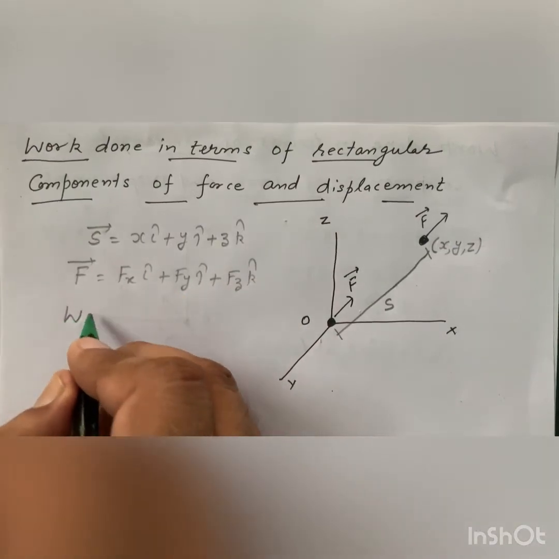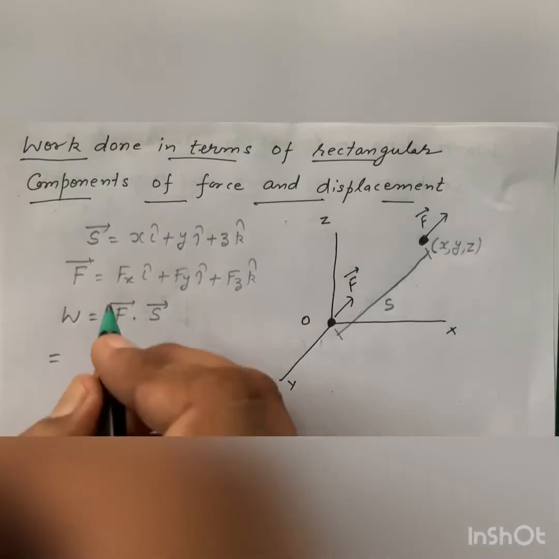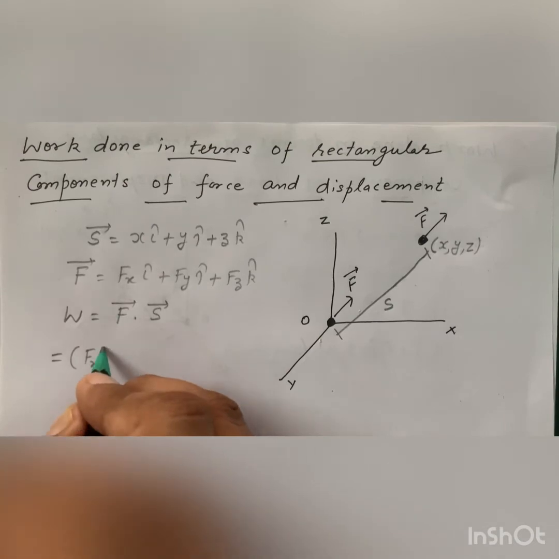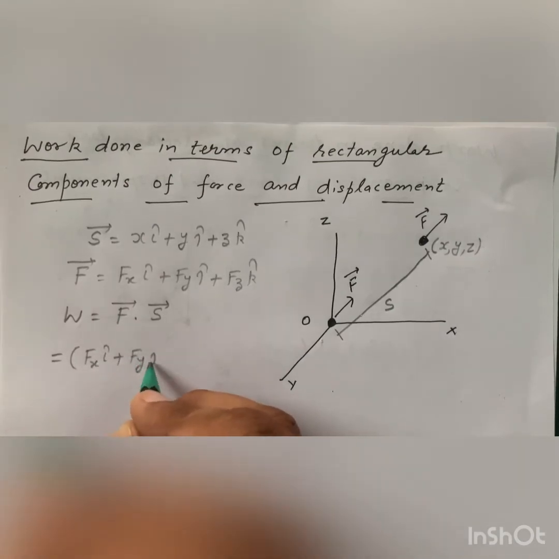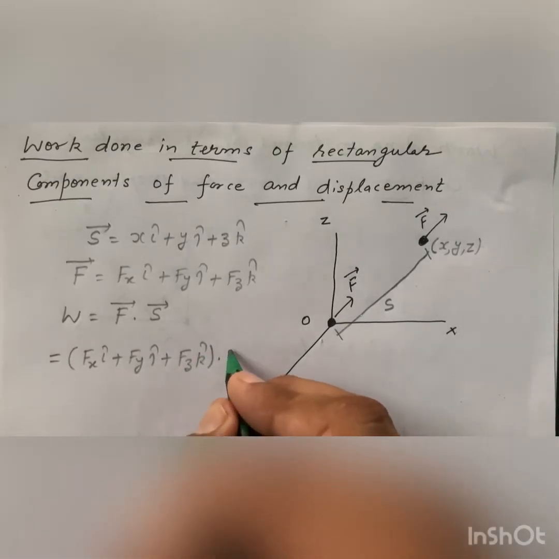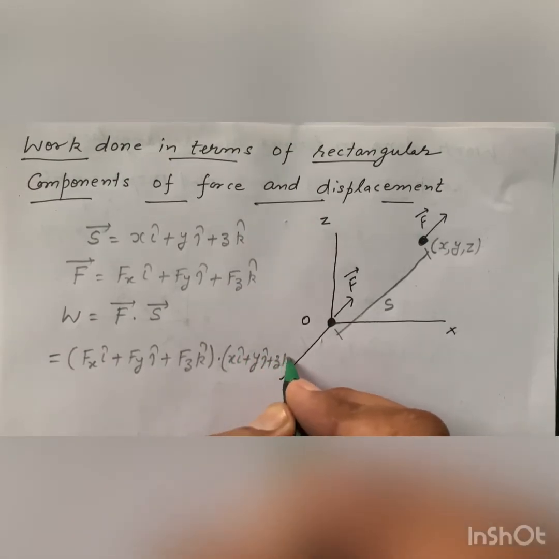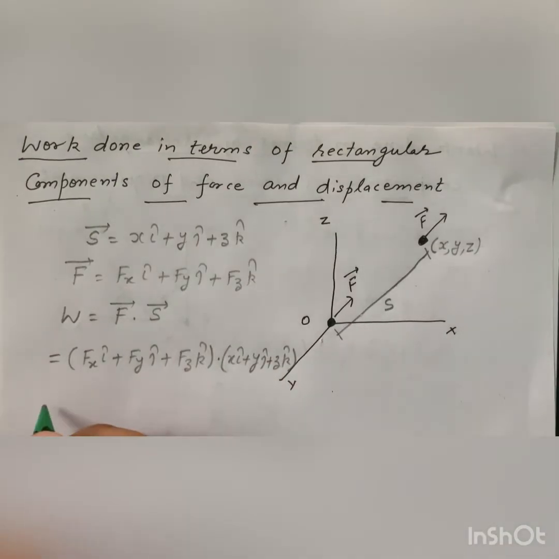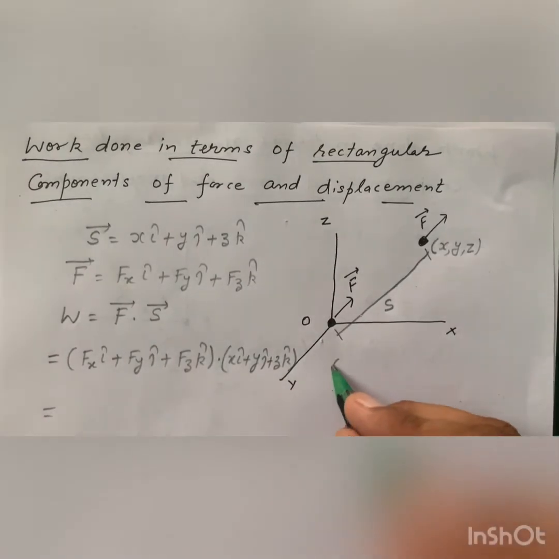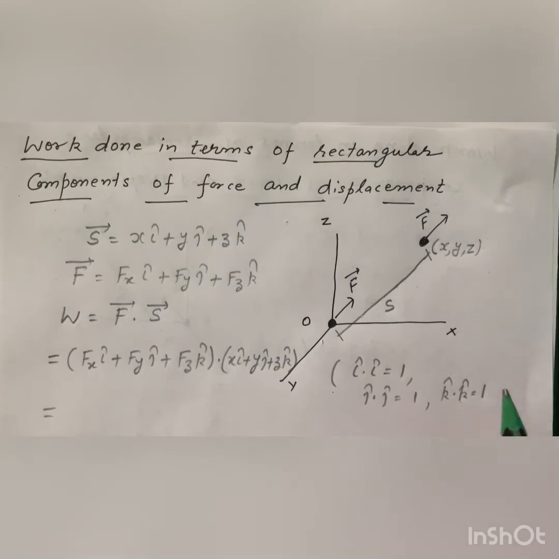Now we know that work done is force into displacement. Here F is Fx i cap plus Fy j cap plus Fz k cap dot x i cap plus y j cap plus z k cap. Now we know that i cap dot i cap is 1, j cap dot j cap is equal to 1, k cap dot k cap equal to 1.